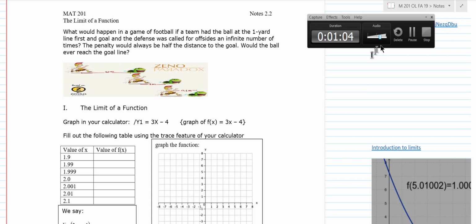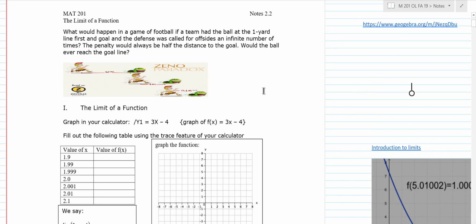All right, so we're going to go ahead and begin talking about the limit of a function. The lesson begins with what's called Zeno's Paradox. If you're a football fan, I sometimes use this example. If a team is close to the goal line when there's a penalty, it's usually half the distance to the goal. So if the defense kept having penalties over and over again, like jumping offsides, you would keep going half the distance to the goal. So the question is, would the football ever reach the goal line or not? It would just get infinitesimally closer.